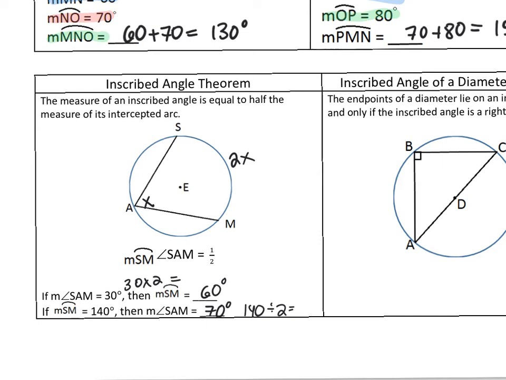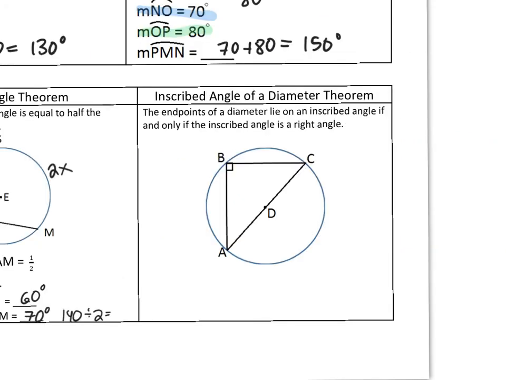So just by multiplying or dividing by 2, you can find the measures of intercepted arcs or inscribed angles as long as you have one of them. If you know the angle measure of an inscribed angle, multiply by 2 to find the intercepted arc. If you know the measure of the arc, divide by 2 to find the measure of the inscribed angle.